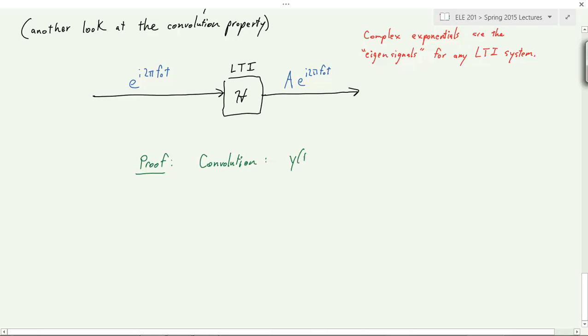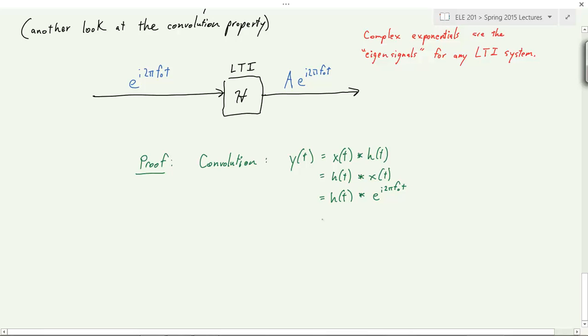We know that y of t is the convolution of x of t with whatever our impulse response is of this system, h of t. Convolution commutes, so I'm going to write it h of t convolved with x of t. We'll keep h of t general, but we'll plug in our choice of x of t, which was this complex exponential.